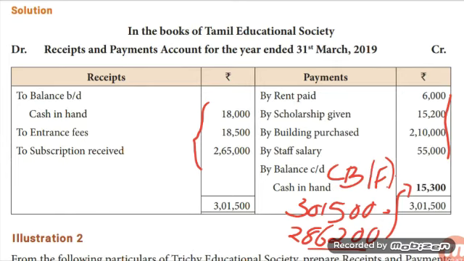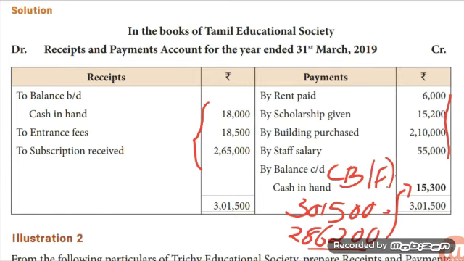2,86,200. Then find the difference. Here debit side is greater than credit side. Find the difference. The difference is 15,300. Write the difference on the lighter side. That means on the credit side just above the grand total, and write by balance carry down.